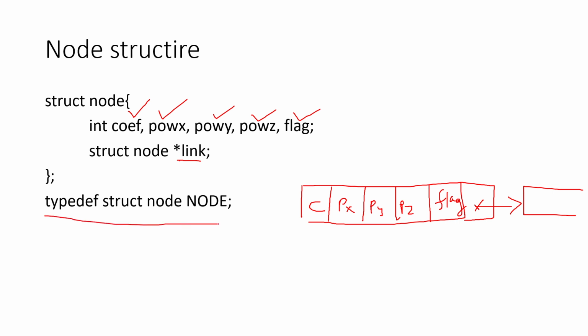This step I'll be aliasing. I'll be using a node which is of type this node. This is the alias name. So in my program I'll be using the alias name, that is node.